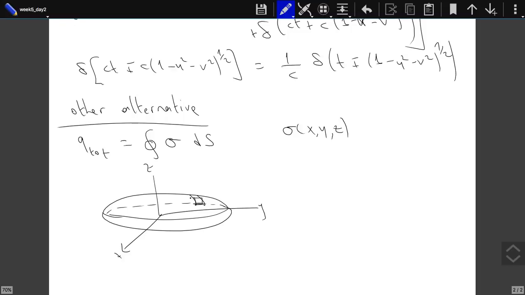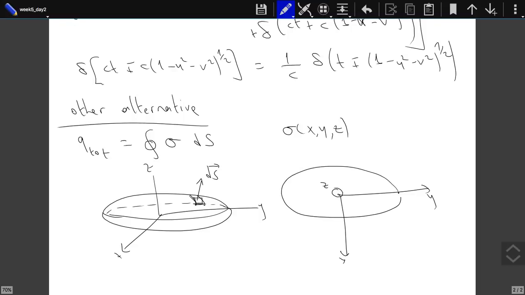This is the patch on the surface of the ellipsoid. So this is our dS vector. Now, if I just look at it straight from the top, this is x, this is y, this is z. Well, if you look at it straight from the top, the surface is just an ellipse. That dS surface is somewhere over here.